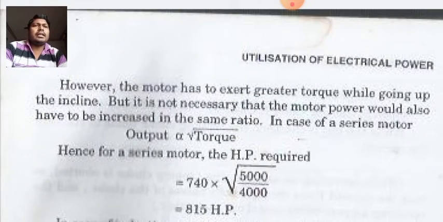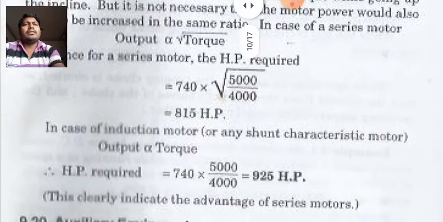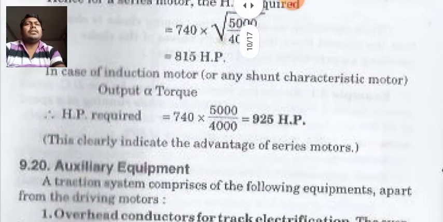However, the motor has to exert greater torque while going up the incline, but it is not necessary that the motor power would also have to increase at the same ratio. In case of a series motor, output is proportional to the square root of the torque. So for a series motor, the HP required is equal to 740 into root over of 5000 by 4000, which comes out to be 815 horsepower.